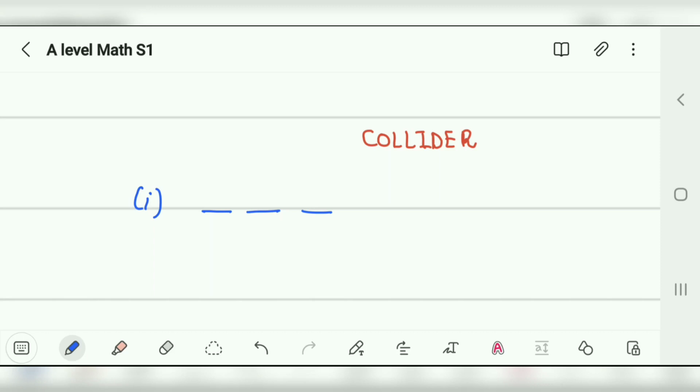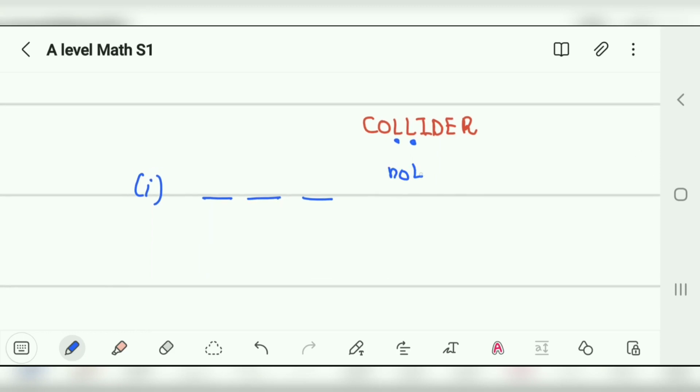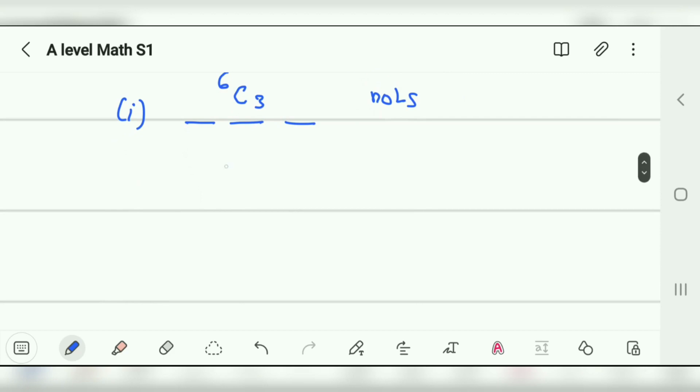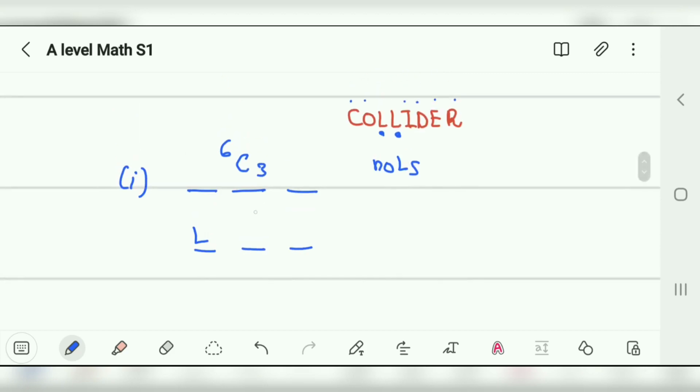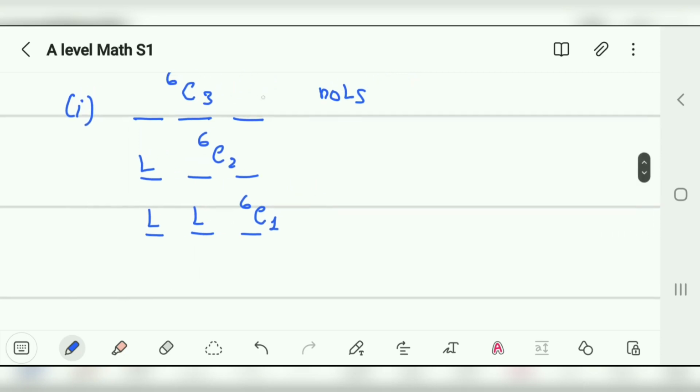First of all, we're going to see here that there are repetitions. So first of all, we're going to deal with repetitions. Let's suppose that there are no L's, and we are making the selection from 1 2 3 4 5 6. So 6C3. Okay, now there's 1 L, so it's going to be 6C2, and now there are two L's, so it's going to be 6C1. So yes, this is the answer. Now we're going to add them up.